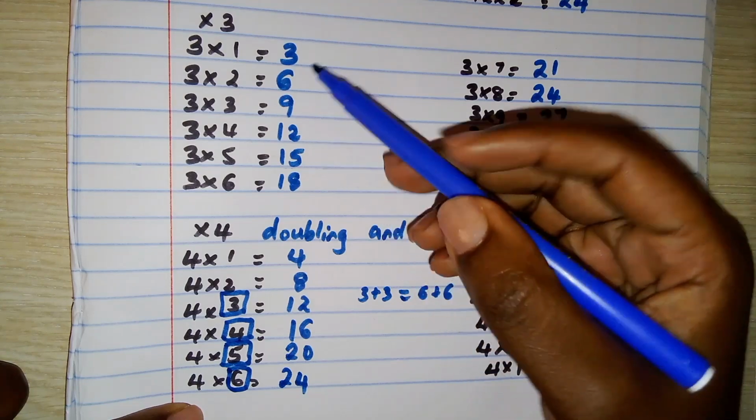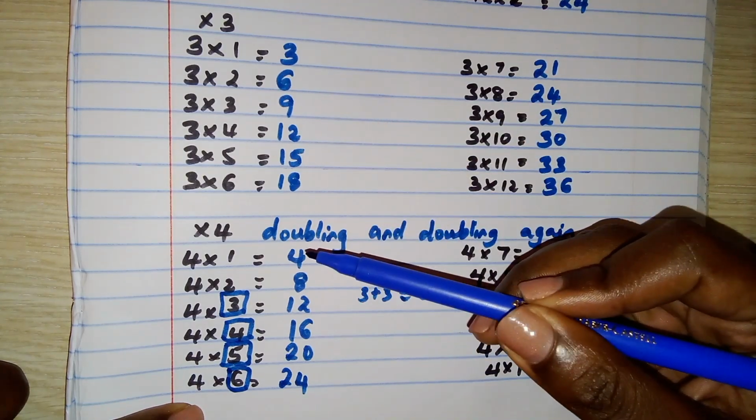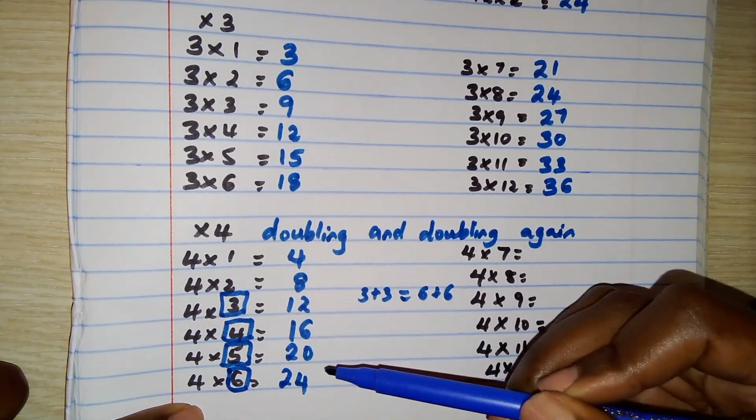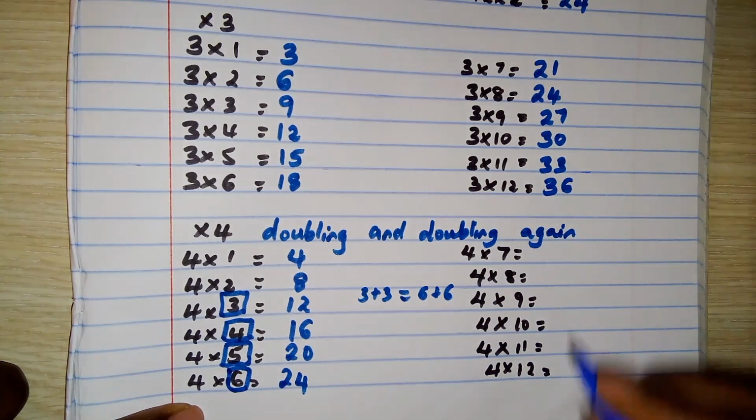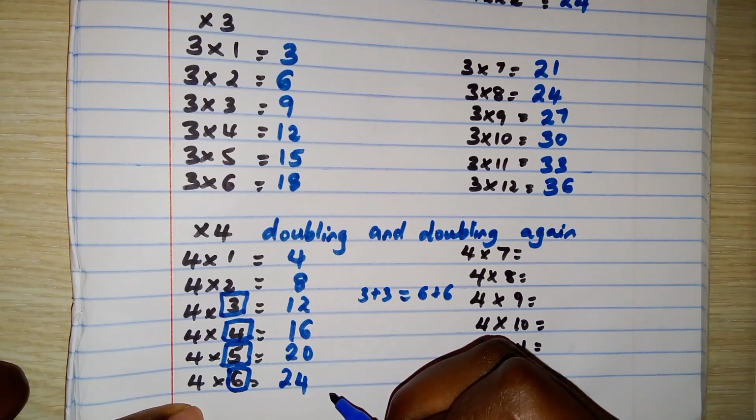So as I said in the 3 times table, with multiplication, you just repeat addition of the same number. So here we're just adding 4. So on this side we can do the repeated addition of 4.